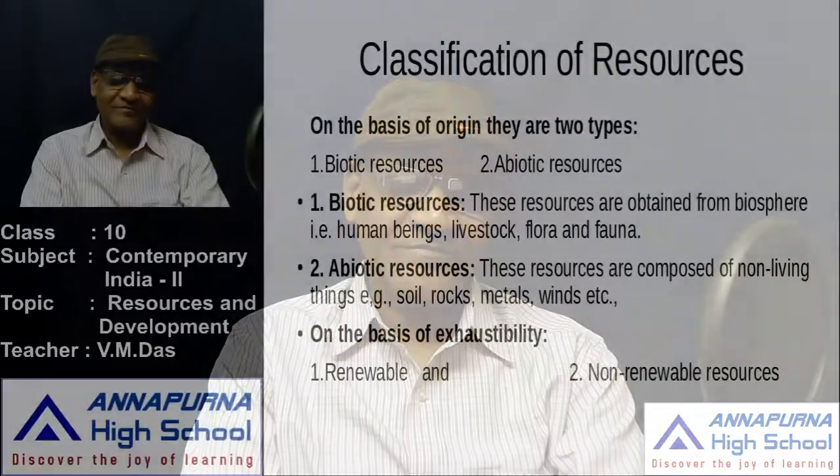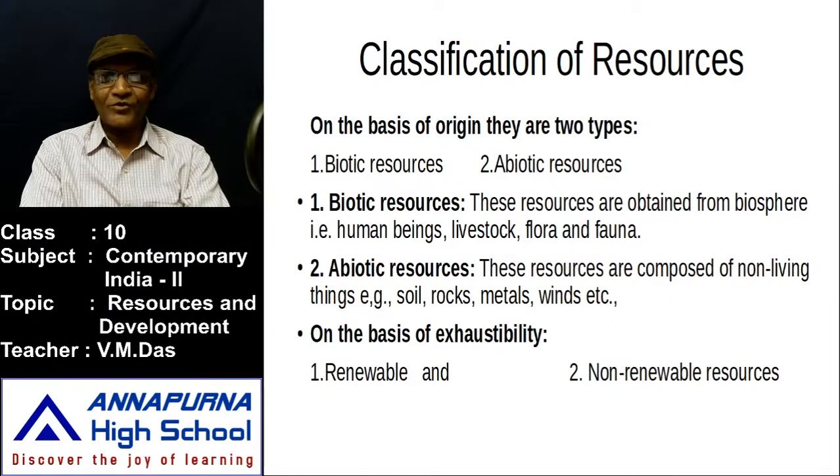In the last video, we discussed the classification of resources. Under that, I told you the resources that are classified on the basis of exhaustibility. On the basis of exhaustibility, there are two types of resources: number one, renewable, number two, non-renewable. Do you remember? The title of our lesson is Resources and Development.